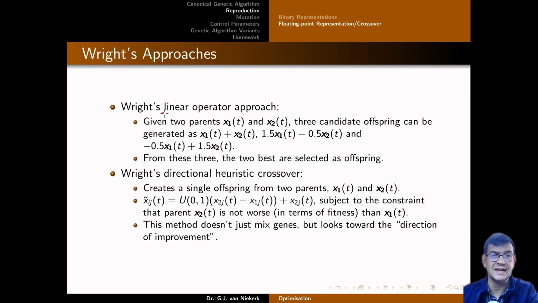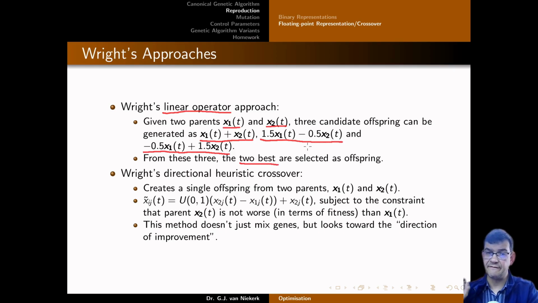So his first approach is the linear operator approach. Now, given two parents, x1t and x2t, you'll see that they're in bold because we're working with full vectors. Three candidate offspring are generated as follows. First of all, one where we simply add the two vectors together, x1 plus x2. Next one is 1.5 times x1 minus a half x2. And then lastly, we just swap them around. So minus a half x1 plus 1.5 x2. Okay, and then from these three offspring, you select the two best ones. And of course, that's the blended approach.